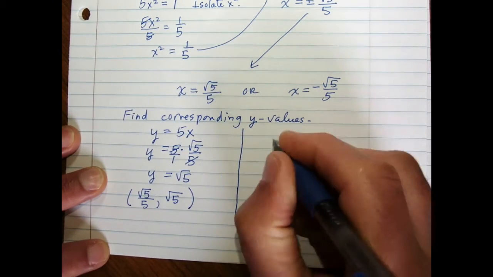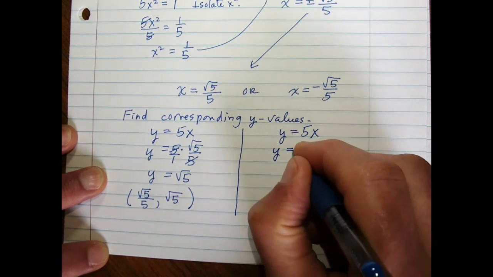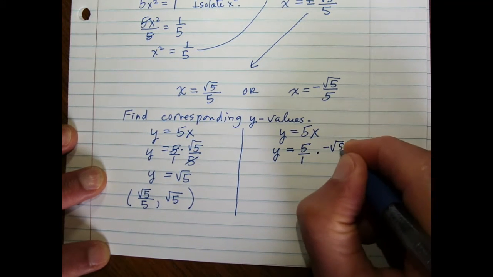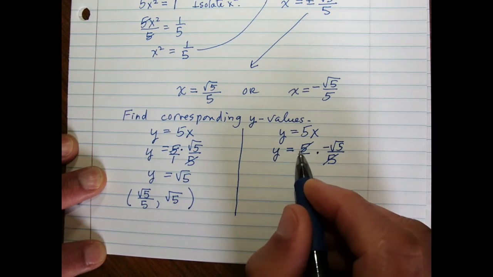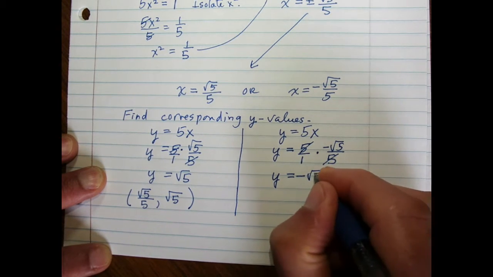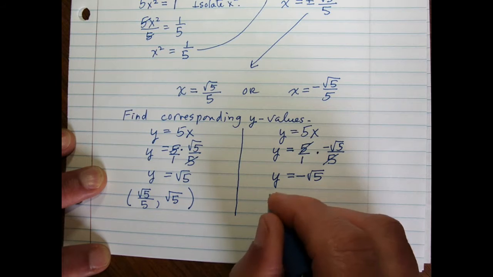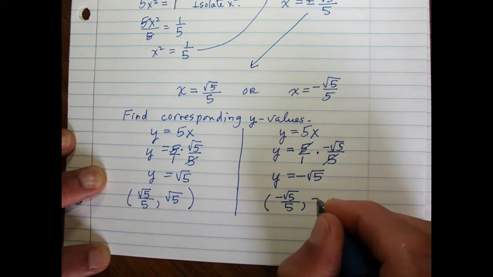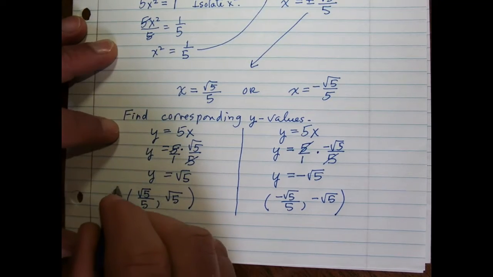And I have another solution here, so I have to plug my other x value into y equals 5x. So that's like y equals 5 over 1 times negative square root of 5 over 5. Now again, the 5 will cancel, and positive times negative is negative. I get a negative result. Negative square root of 5 over 1 is just negative square root of 5. And here's my other solution. So my x was negative square root of 5 over 5, and my y is negative square root of 5. So it's just the negatives of the coordinates I got from my first solution.